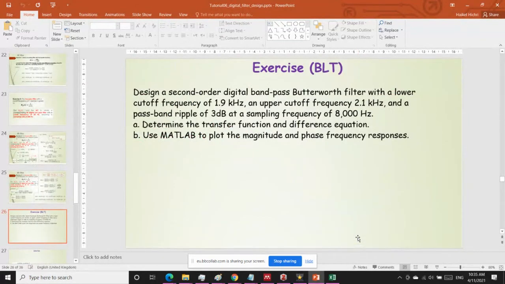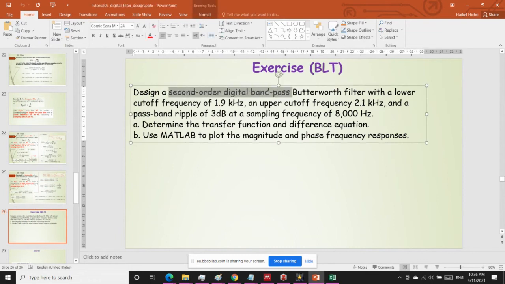Design a second order digital band pass Butterworth filter with a low cutoff frequency of 1.9 kilohertz, an upper cutoff frequency of 2.1 kilohertz, and a bandpass ripple of 3 decibels, and a sampling frequency of 8,000. Determine the transfer function in the difference equation. Use MATLAB to plot the magnitude. So هنا we want to do second order digital bandpass Butterworth filter.